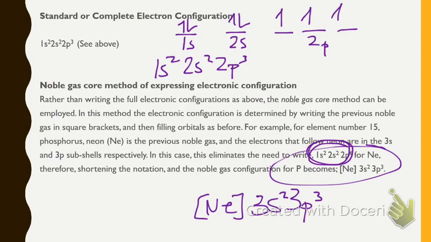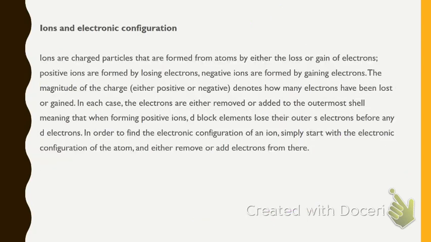If I'm doing the noble gas notation of another noble gas, I do not just use its own symbol in brackets. For instance, for argon, I wouldn't just write the noble gas configuration of argon as argon. I would say neon in brackets, 3s2, 3p6. Okay, so we're going to practice that.